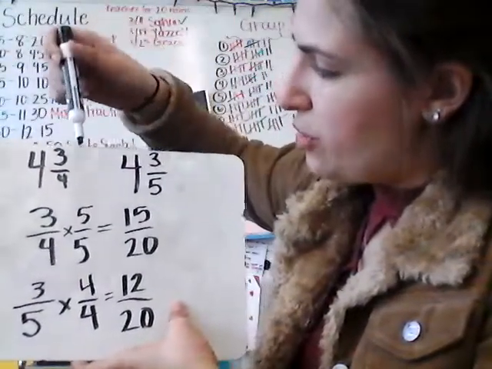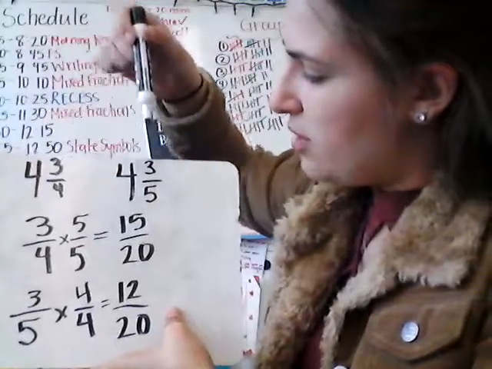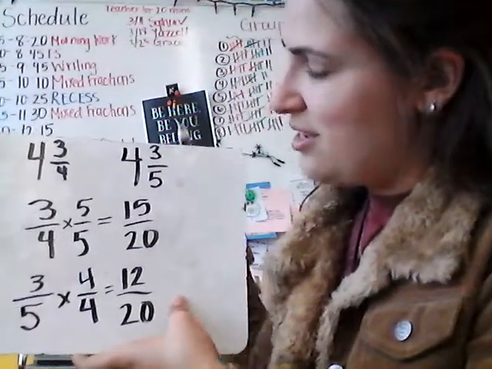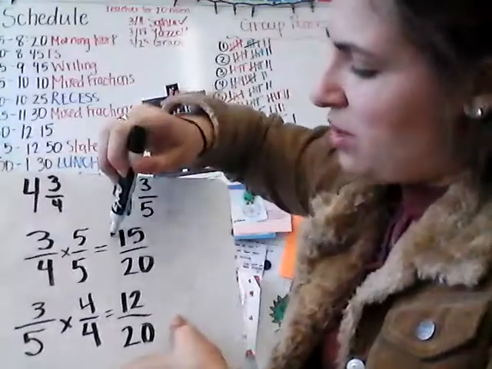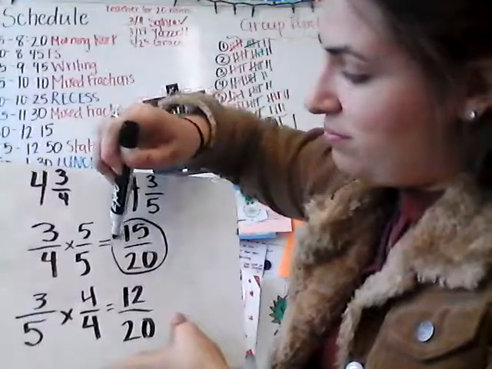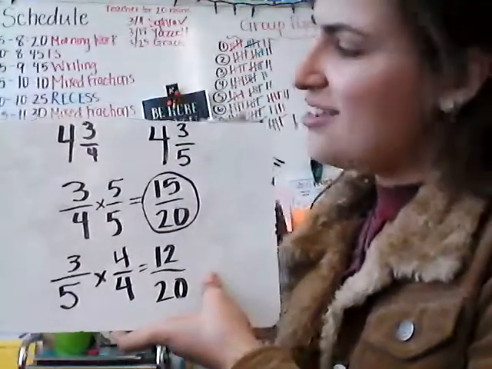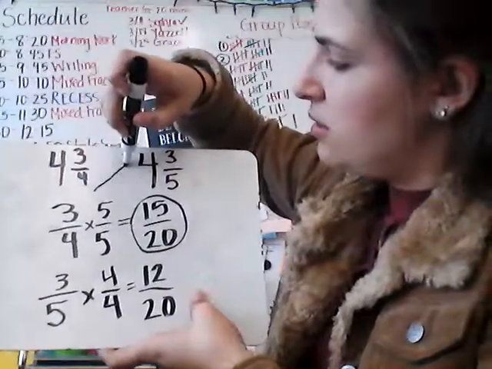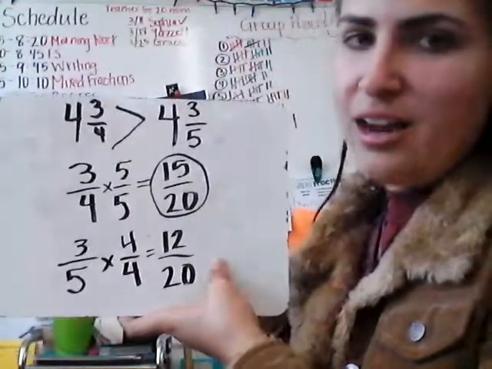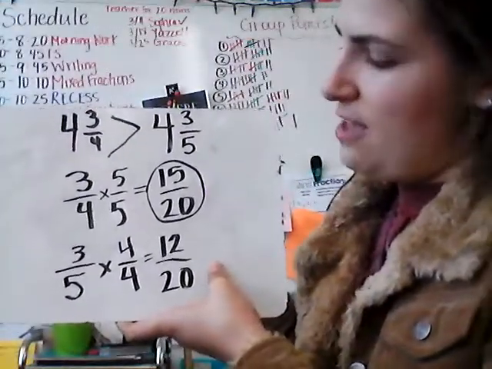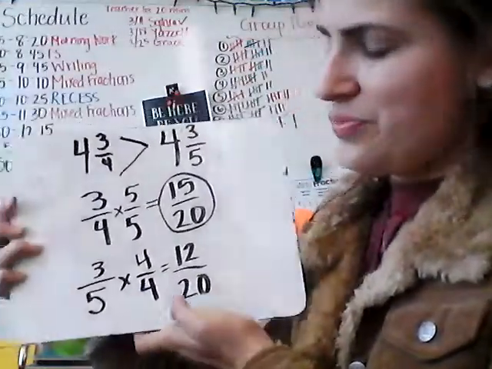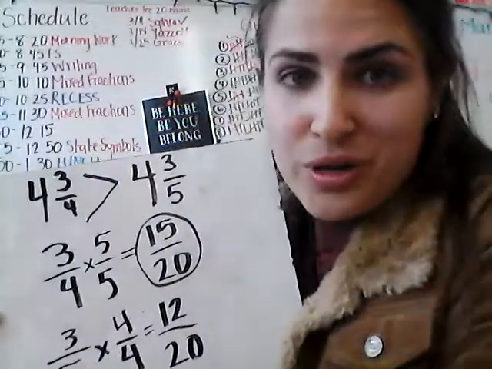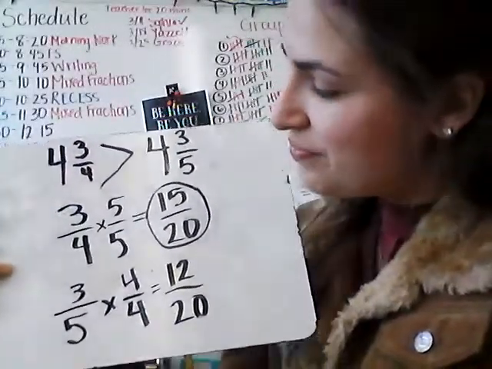Let's see. So 3/4 was the same as 15/20. 3/5 was the same as 12/20. So we know that 15/20 is greater. That tells us that 4 3/4 is greater than 4 3/5. Creating a common denominator is a great way to help you to compare fractions.